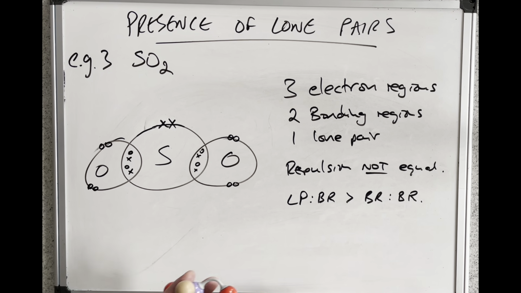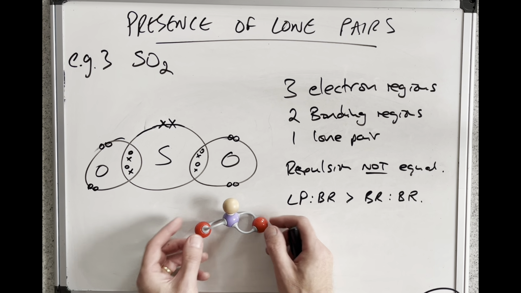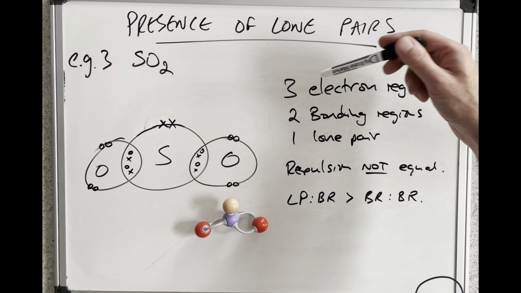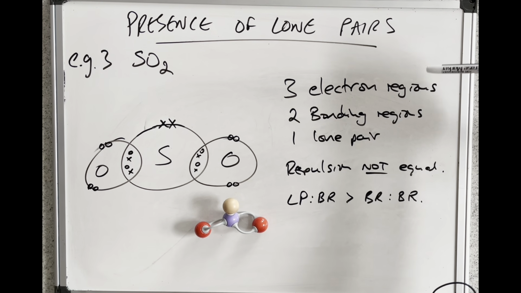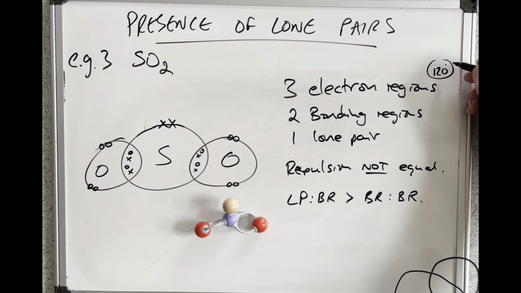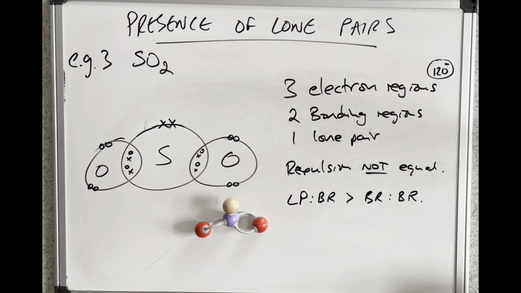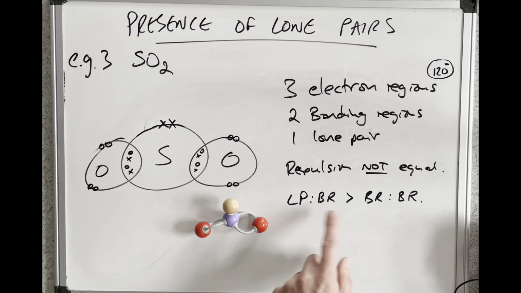So in terms of shape, there's the model of the molecule itself. Our starting angle is going to be based around the fact that we've got 3 regions. So remember, 120 degrees is the starting angle for 3 regions, but we've got this extra repulsion from the lone pair to the bonding region.